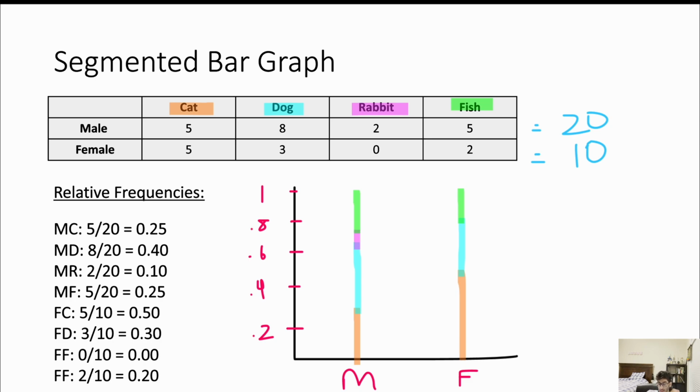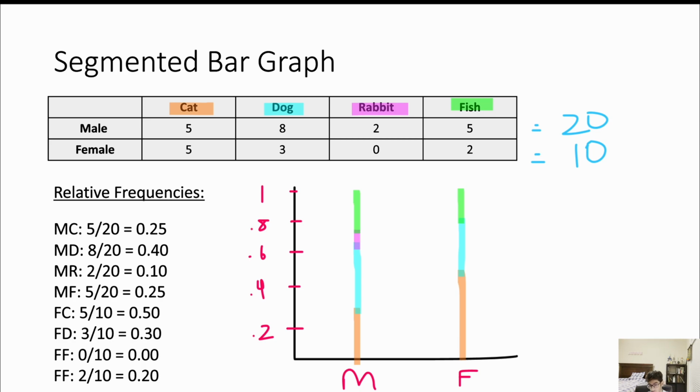And so the way you do it, you look at the chart and you divide by the total row value. So males, the entire row, there's 20 in total. So you do 5 divided by 20, 8 divided by 20, 2 divided by 20, 5 divided by 20. But then your females, there's 10 in that entire row. So you do 5 divided by 10, 3 divided by 10, 0 divided by 10, 2 divided by 10. And you convert those into a percent, which I did on the left.